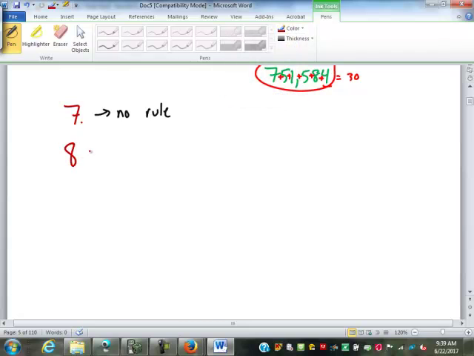Now for 8. Similar to the rules for 2 and 4. You're divisible by 2 if the last digit is divisible by 2. You're divisible by 4 if the last 2 digits are divisible by 4. You're divisible by 8 if the last 3 digits are divisible by 8.